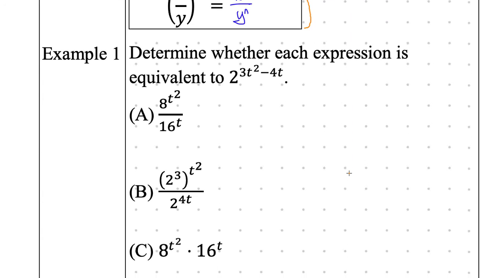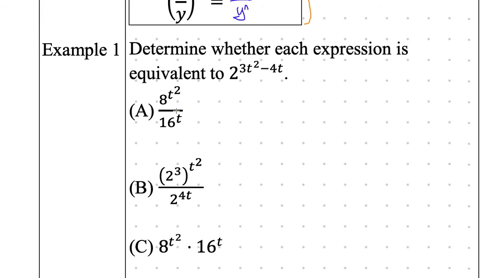Example number 1. We need to figure out if these expressions are or are not equivalent to 2 to the power of 3t squared minus 4t. So I'm going to just turn them all into exponential form without any fractions or anything. Notice that you need to have the same base in order to subtract their powers. So let's first get to the same base. And this one, 8 is the same thing as 2 to the power of 3. And that's still to the power of t squared. On the bottom in the denominator, we have 2 to the power of 4. And that's to the power of t. Just changing their base now.